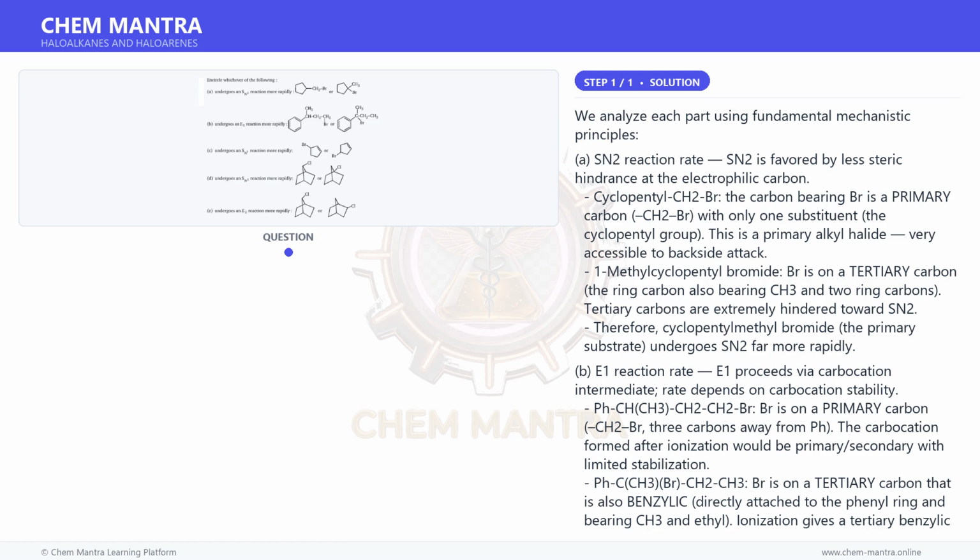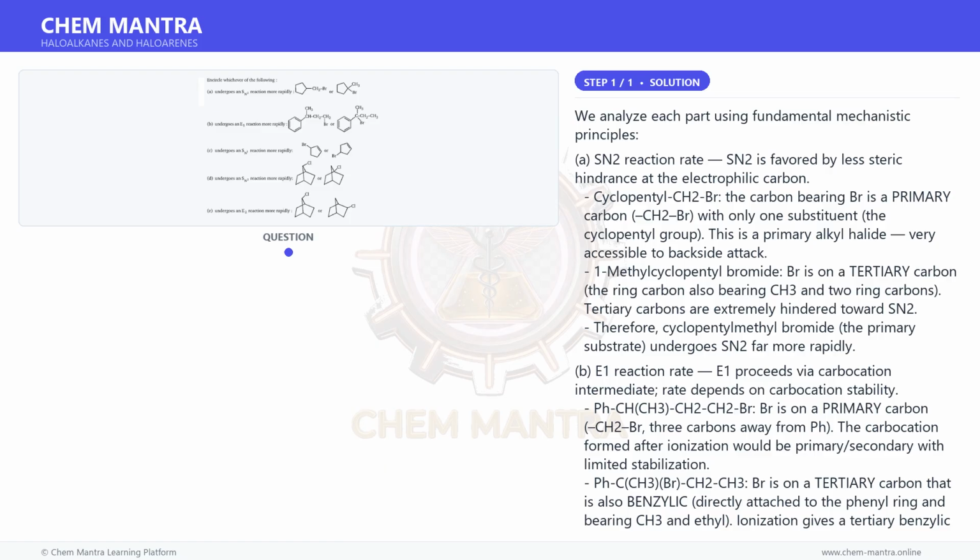PhC(CH3)(Br)CH2CH3: Br is on a tertiary carbon that is also benzylic, directly attached to the phenyl ring and bearing CH3 and ethyl. Ionization gives a tertiary benzylic carbocation, which is highly stabilized by both the tertiary nature and resonance with the aromatic ring. Therefore, PhC(CH3)(Br)CH2CH3, 2-bromo-2-phenylbutane, undergoes E1 more rapidly.